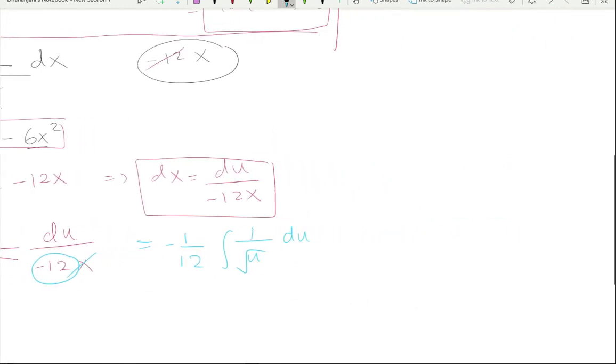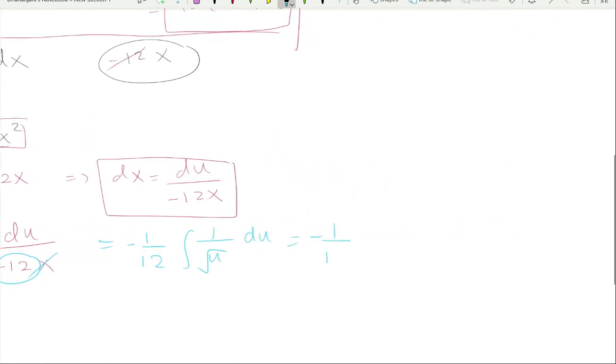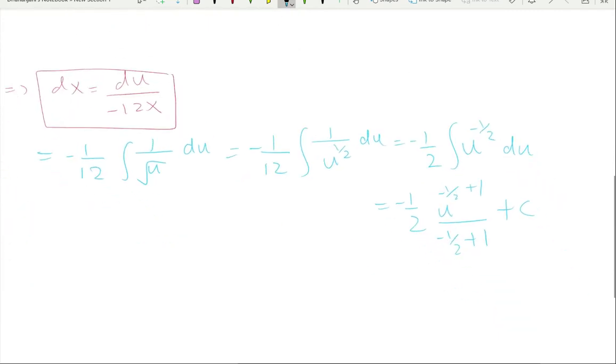Now how do you rewrite this so that we can integrate easily? We can write 1 over square root of u as u to the half. Square root is u to the half. Well, we can take that u to the half to the numerator. We switch the sign of half to be negative. Power rules. Now if we integrate u to the negative half, plus 1, divide by negative half plus 1, plus arbitrary constant c.